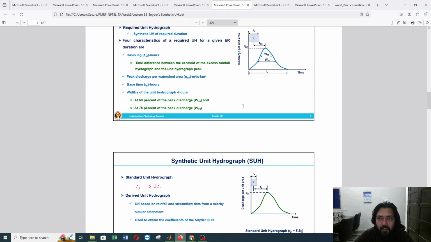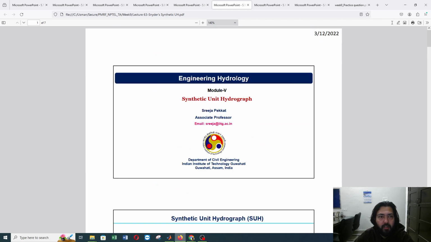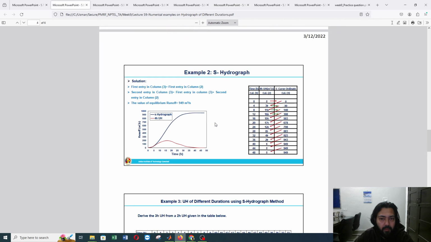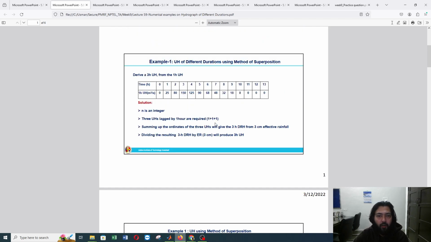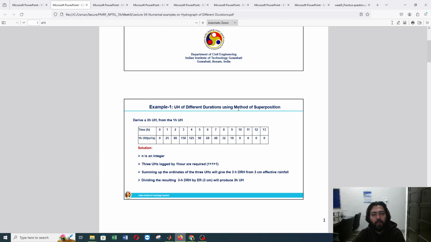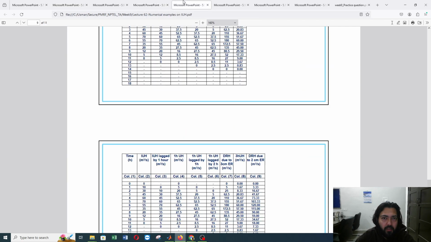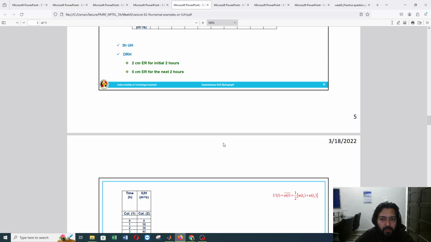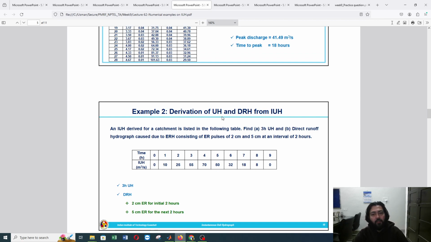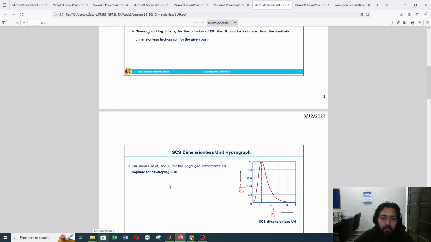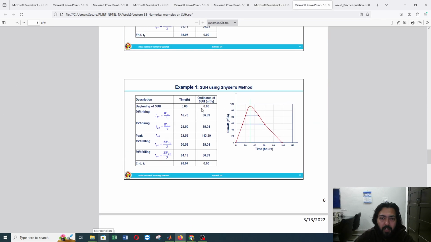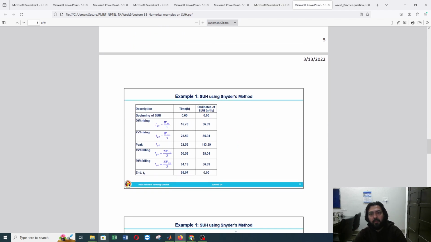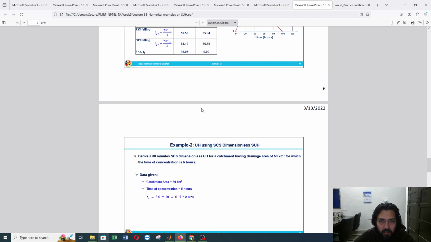This is all we have seen in today's class, and we have also seen numericals based on each example. We have seen numericals on how we can derive unit hydrographs of different durations using the method of superposition as well as the method of S hydrograph. Then we have seen numericals for instantaneous unit hydrograph using the Nash model, and how we can derive unit hydrograph and DRH from the instantaneous unit hydrograph, right? Then we have seen numericals on synthetic unit hydrograph by both approaches, that is Snyder's method and the SCS dimensionless curve.